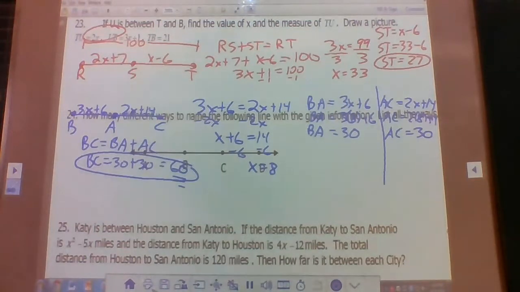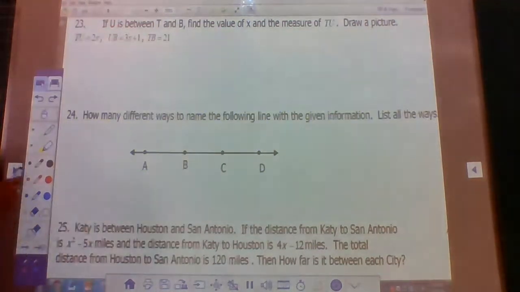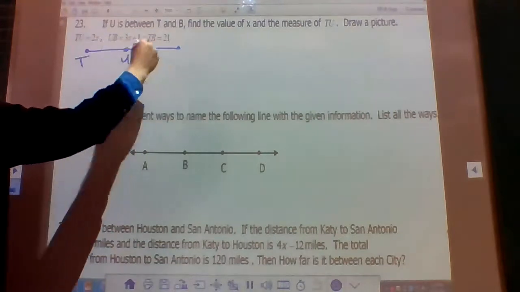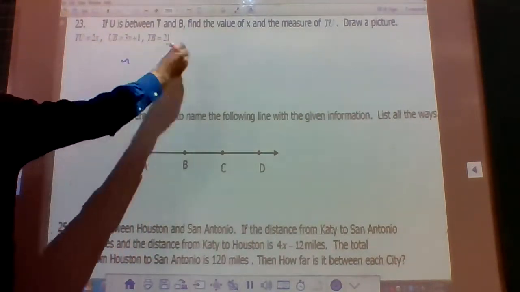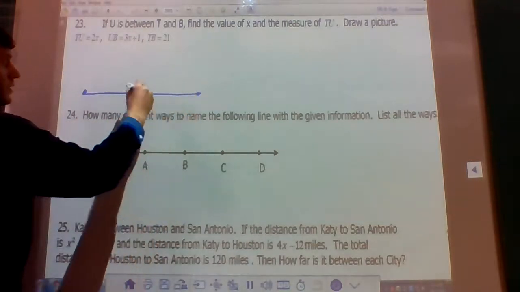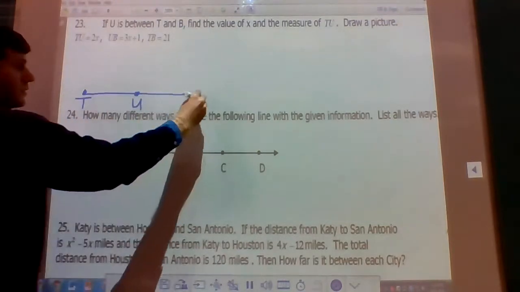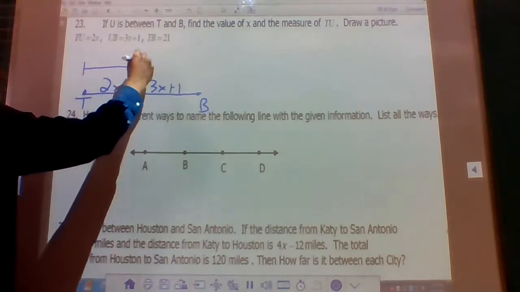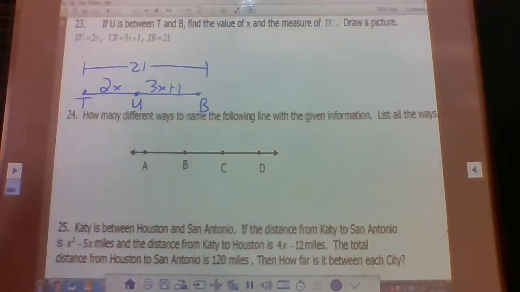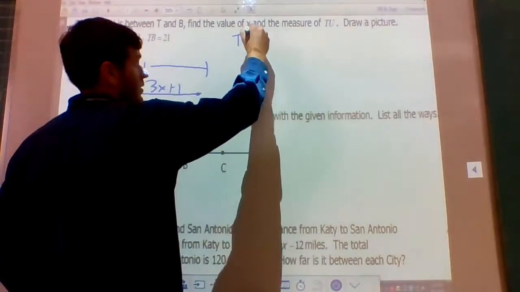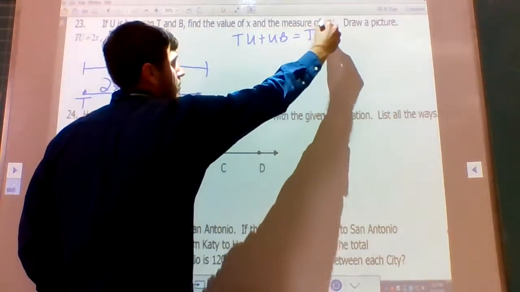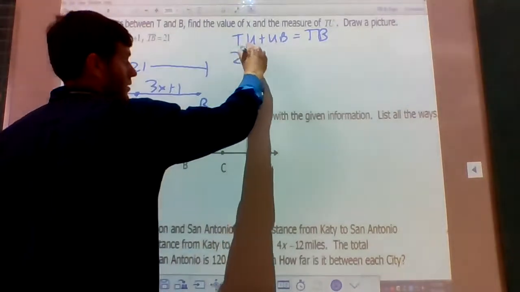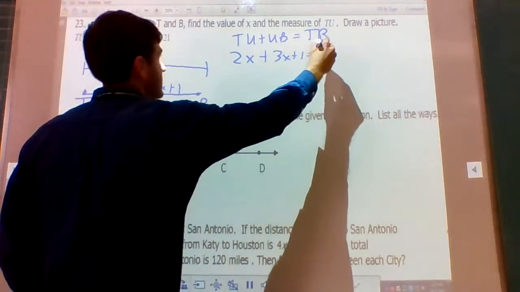Okay, if U is between T and B, so again, we're going to draw it out. Lots of problems here. Let me draw it out here. So U is between T and B. TU is 2x, UB is 3x plus 1, and TB is 21. So our equation is going to be TU plus UB equals TB. Find the value of x and the measure of TU. Draw a picture.